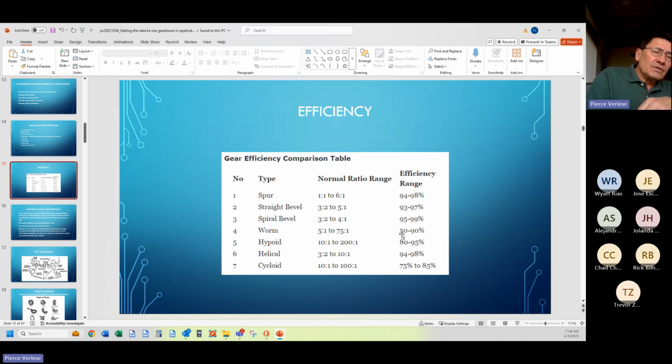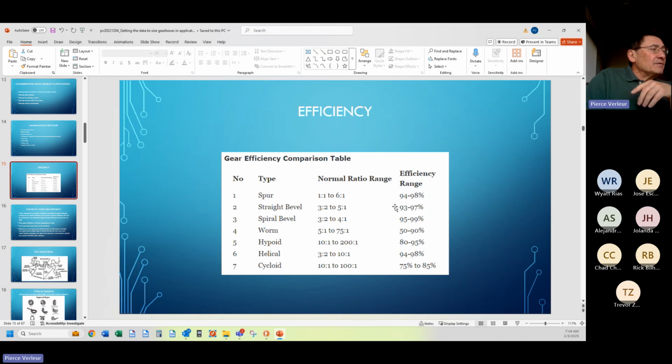And since you're moving the force through the gears on more surface area, your sliding friction is less, therefore the efficiency is higher. So these are the general efficiencies. I will caution you that if you assume everything is 95% efficient, you're going to get in trouble, especially if you use worm gearing. And there's one other aspect of worm gearing you need to be aware of.